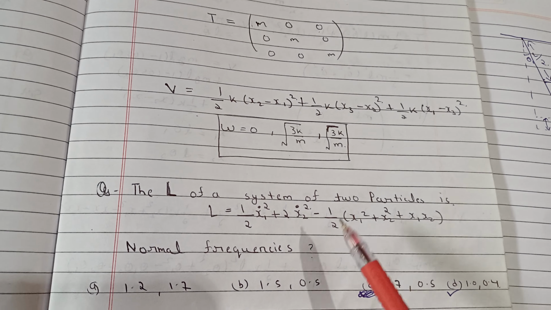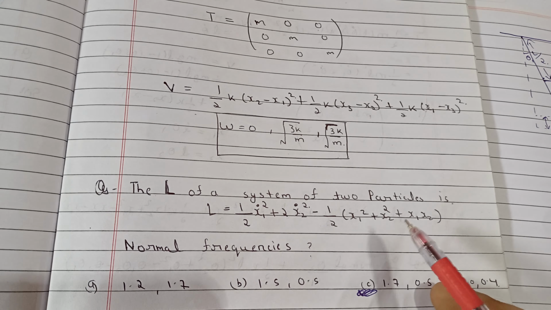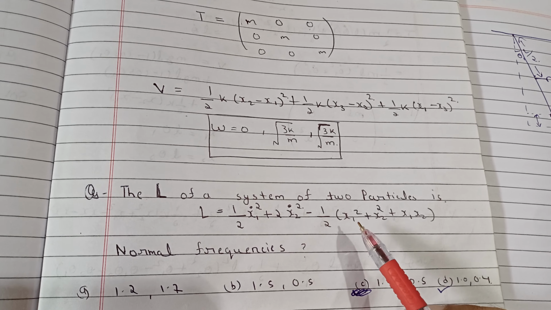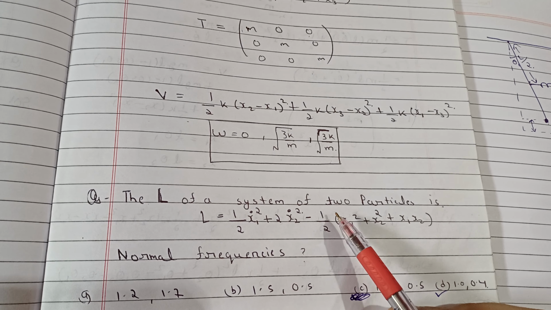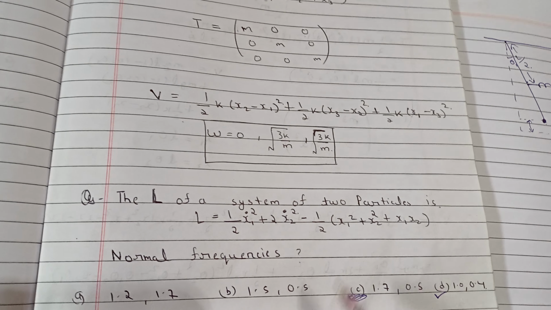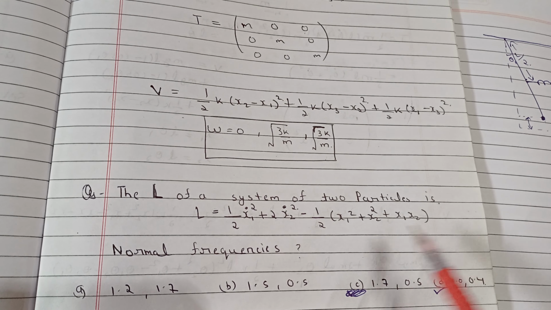For the potential energy matrix, you need to make a symmetric matrix. So what you will do? You will do half x1 x2 and half x2 x1. That's how you will get at the 1 1 position 1, at the 2 2 position 1, at the 1 2 position half, and at the 2 1 position half. So you will get a symmetric matrix for the potential energy also.